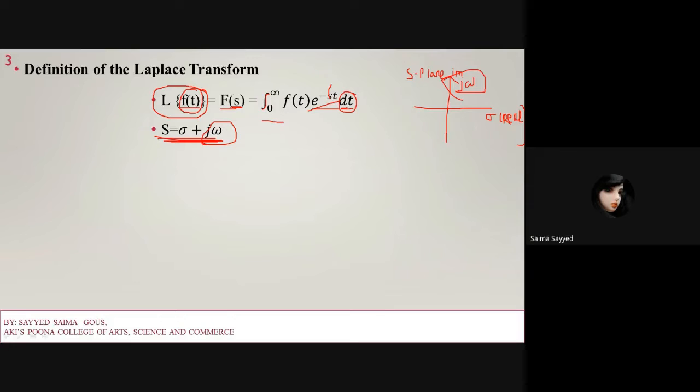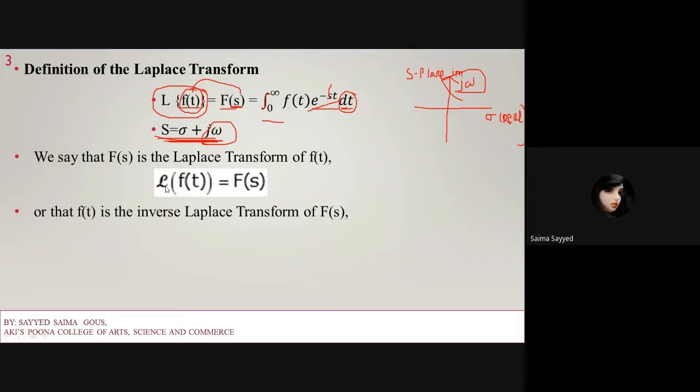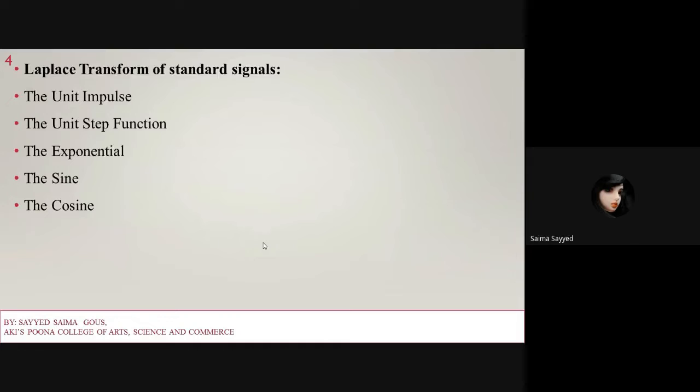So here we are converting the time domain into the S domain. F of s is the Laplace of f of t. If we take the inverse, this F of s is again converted into f of t. This is the notation of the inverse: Laplace inverse of F of s is equal to f of t. So it is a vice versa process. By taking Laplace we convert the time domain into the S domain, and by taking the inverse, the S domain can be converted back into the time domain. Okay, so this is the Laplace transformation.